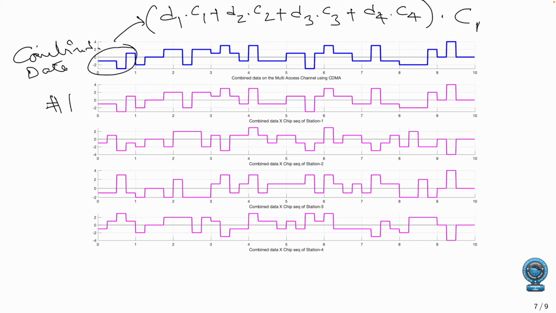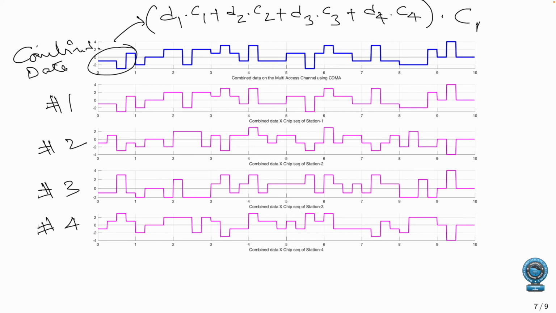And likewise, this is the waveform if he wants to extract the data corresponding to number 2, and likewise number 3, number 4. So using this combined data waveform, multiplying it with chip sequence 2 will give us this waveform. Chip sequence 3 will give us this waveform. Chip sequence 4 multiplied with sequence 4 will give us this waveform. Now we should observe carefully. After multiplying, we need to calculate the area under this waveform.